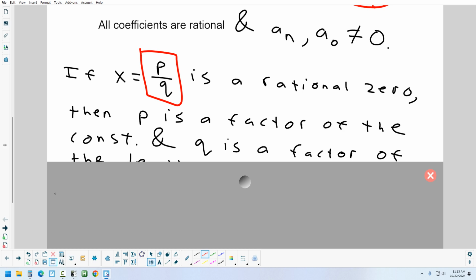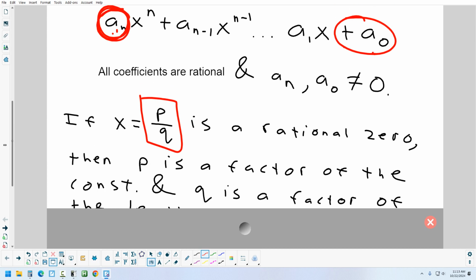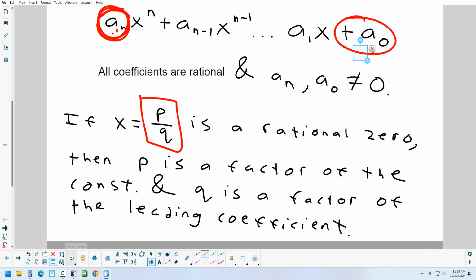P, and there are different options for P. It's not just one answer. P could be any number that is a factor of the constant, any number that's a factor of the number at the end. Factors, remember, are things that divide into something evenly without a remainder. So the number in the top of the fraction is a factor of the constant. The number in the bottom of the fraction has to be a factor of the leading coefficient. That's the number in the front.